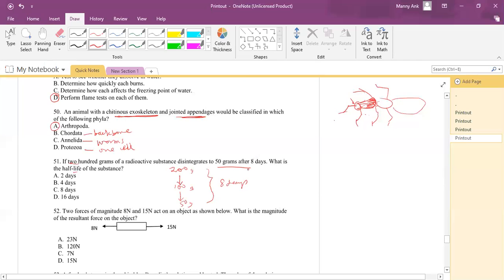So if I look here, I have 2 half-lives, 1 and 2. 2 half-lives to get 50. That means that I have to divide this 8 days into 2 parts. So if I divide this by 2, then I'll end up with 4. So from here to there is 4 days. So half-life of 4 days. Every 4 days, half of the substance will be left.